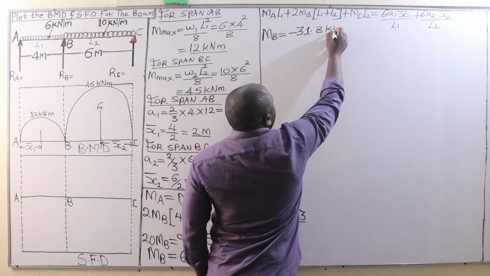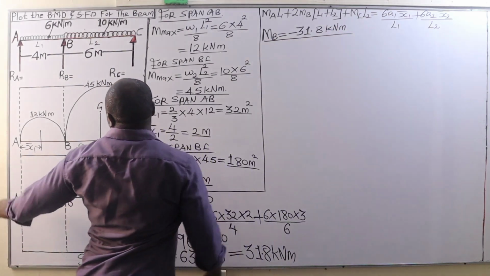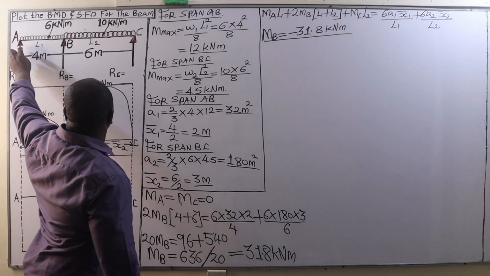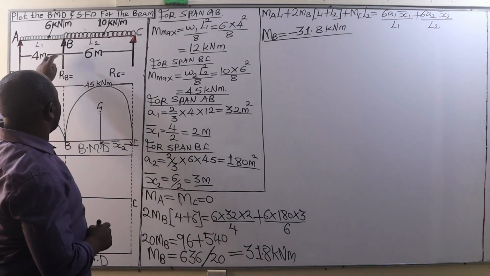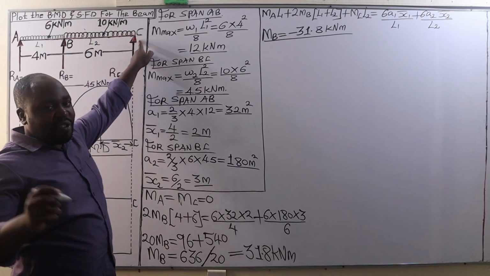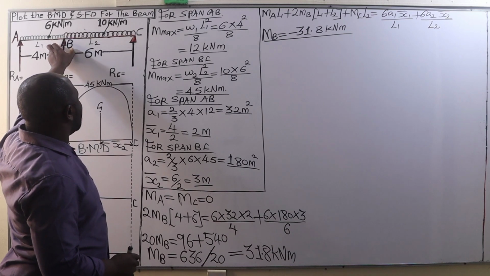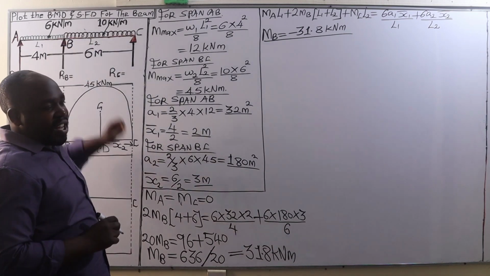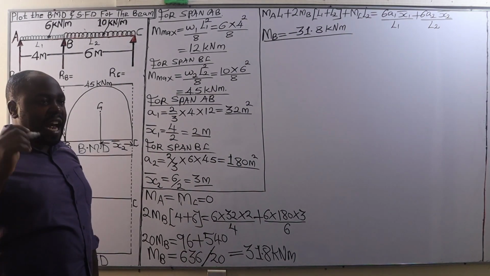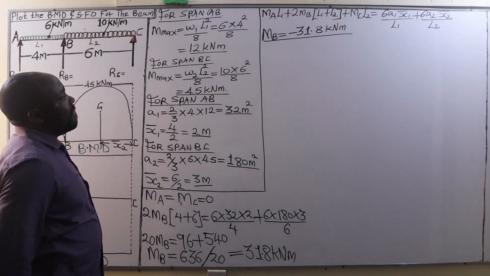The reason being, when this beam bends between the span A to B, the beam will sag. Between the span B to C, the beam will also sag, but at the support B, the beam is going to hog. And when a beam hogs, that is usually taken as a negative bending moment. So it is going to be negative.